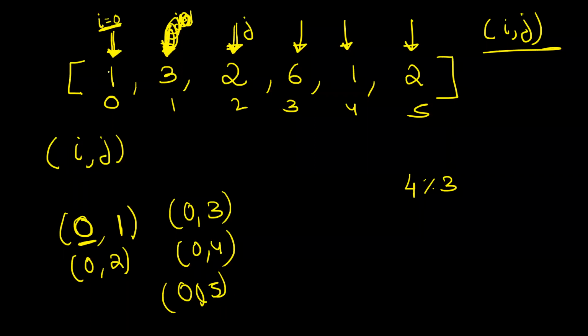Again, I sum up these two elements, ARR of I plus ARR of J. So 1 plus 2 is 3 and 3 is divisible by 3. That means this is a valid pair. So I will increase my count, and my count will become 1.